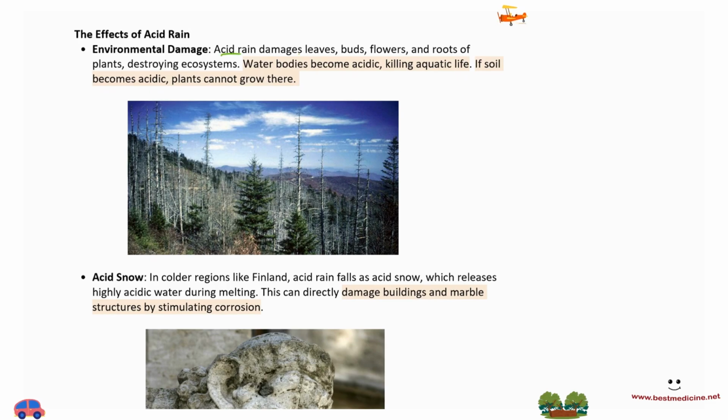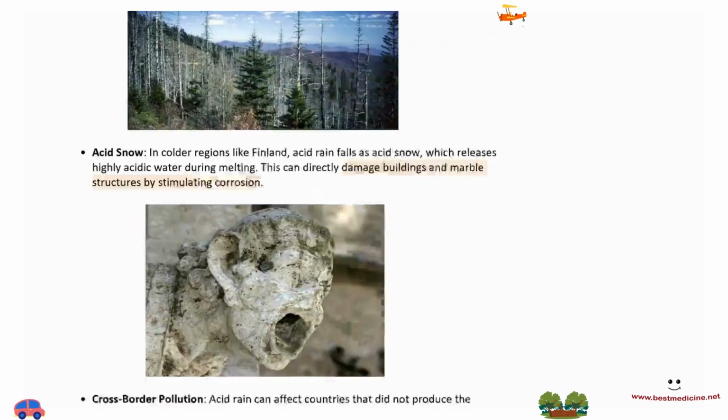So acid rain may damage leaves, buds, flowers, and roots of plants, destroying ecosystems, literally. You just wipe out all the greenery, and then you don't have producers anymore. And so you don't have producers, you're not able to produce food anymore, and you don't have primary consumers being able to feed anything. Also, water bodies will become acidic, which will kill any aquatic life. If soil becomes acidic, plants cannot grow there. So kills off all the trees and marine life and so on.